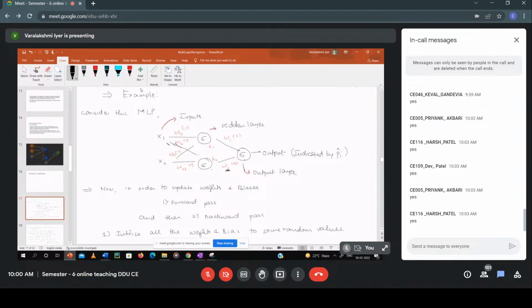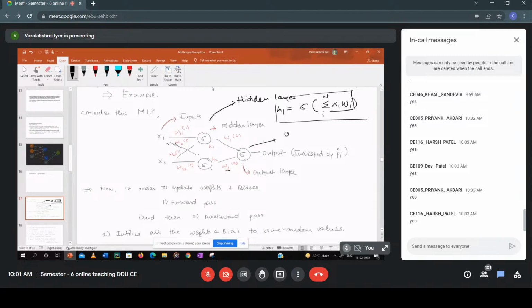So the first process that will be happening is the forward pass. We have already discussed the forward pass. What will be happening in the case of the forward pass? In the hidden layer, we'll be calculating, for example, H1 will be the sigmoid of the summation of xi wi, just taking a general notation here, with i equals 1 to n. So this will be your H1. Similarly, H2 will be the sigmoid of the summation of xi wi, and so on, right?